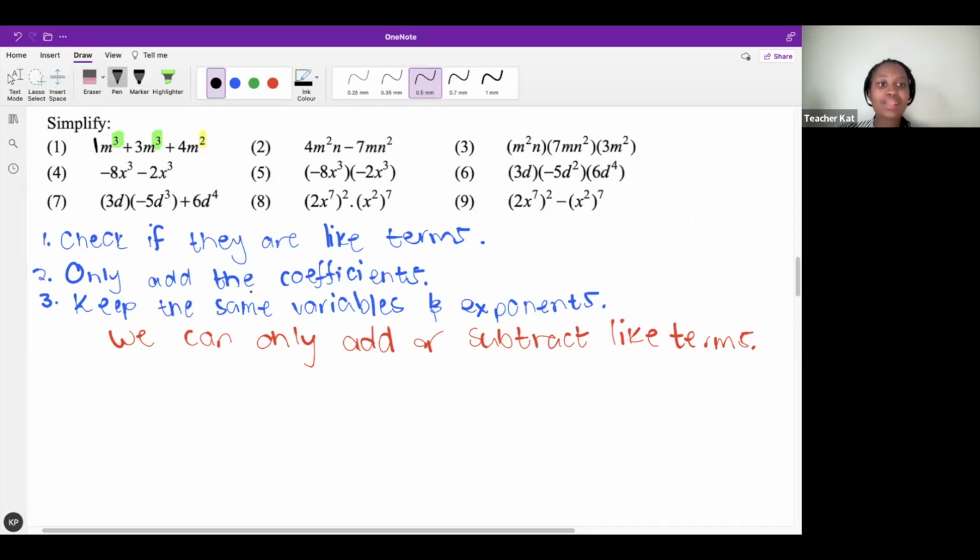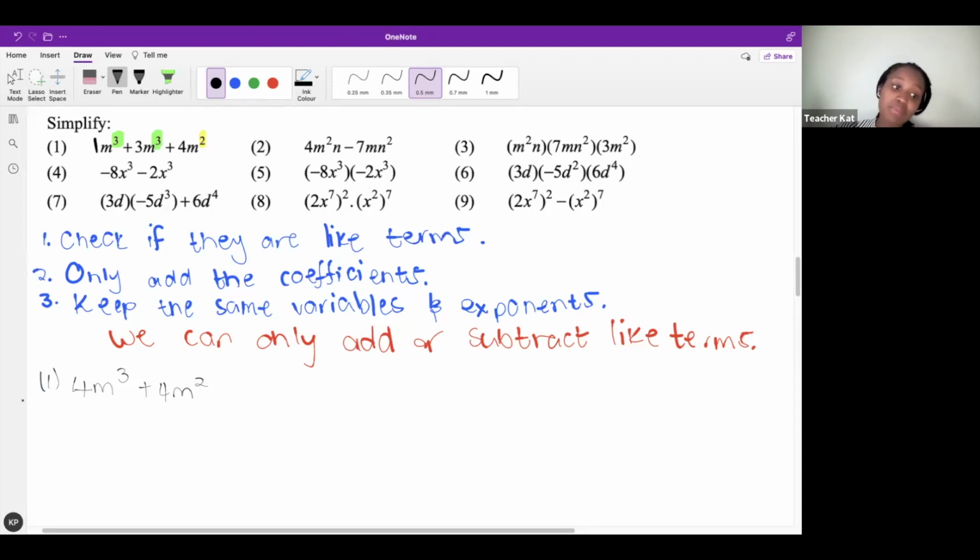That means when I add these, I'm going to say 1m cubed plus 3m cubed. How much is that? Nice. That is 4m cubed plus 4m squared. Is there anything further we can do here? No, we have added all the like terms, okay?